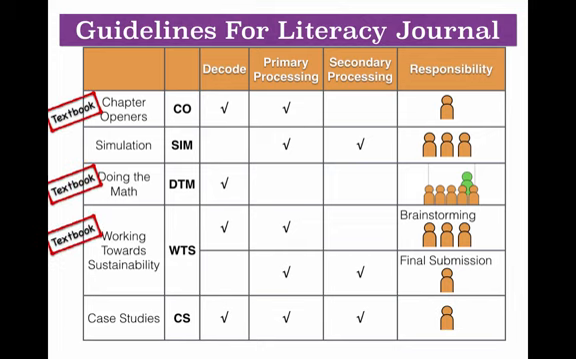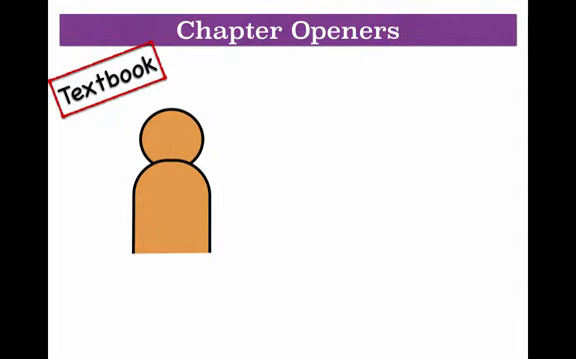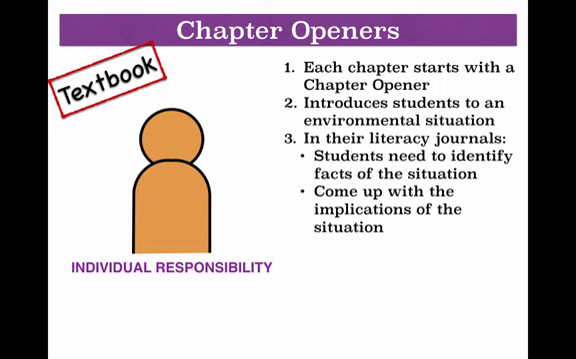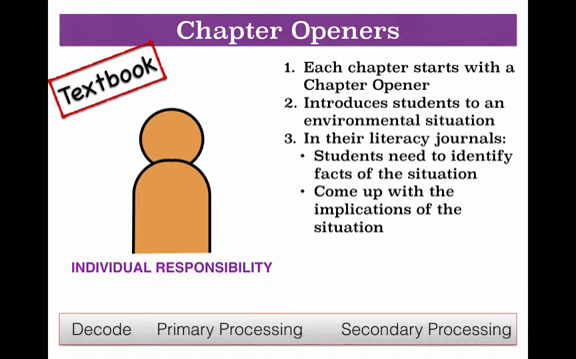As you can see, the chapter openers are from the textbook, along with the doing the math and the working towards sustainability. The simulations, many of them I have created, so those are supplemental pieces, and for the case studies we use a resource that helps us understand those pieces a little bit better. So again, each chapter starts with a chapter opener that introduces students to an environmental situation. In your literacy journals, students need to identify the facts of the situation and then come up with implications of the situation. So that would be the decode and into the primary process.